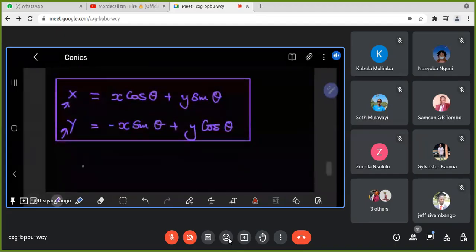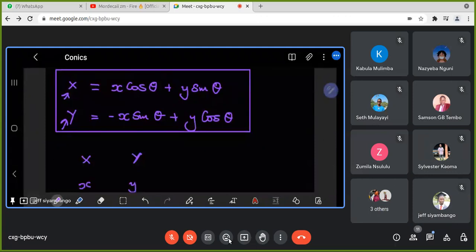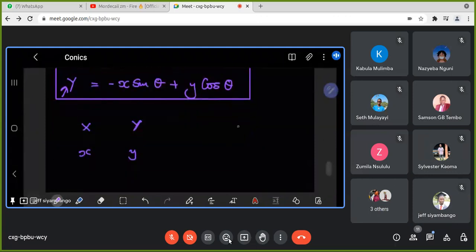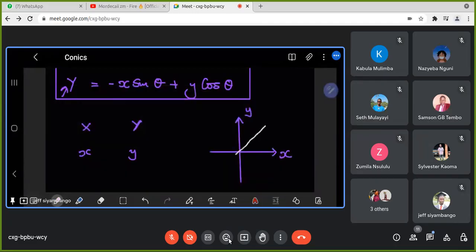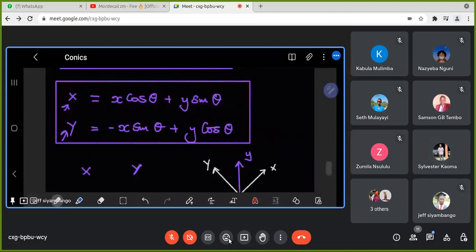I am using x with the prime to mean the rotated ones, and I am using this to mean the normal ones. So it's like this is x and y, while this I'm using this y and that x. You get it now? Yes. Okay.